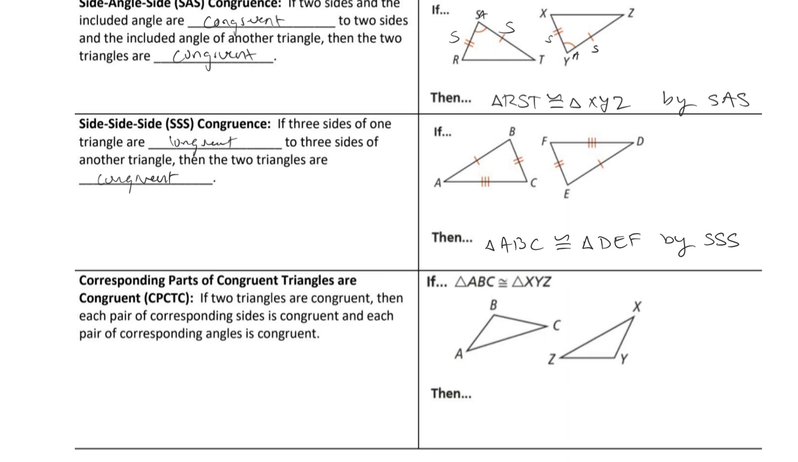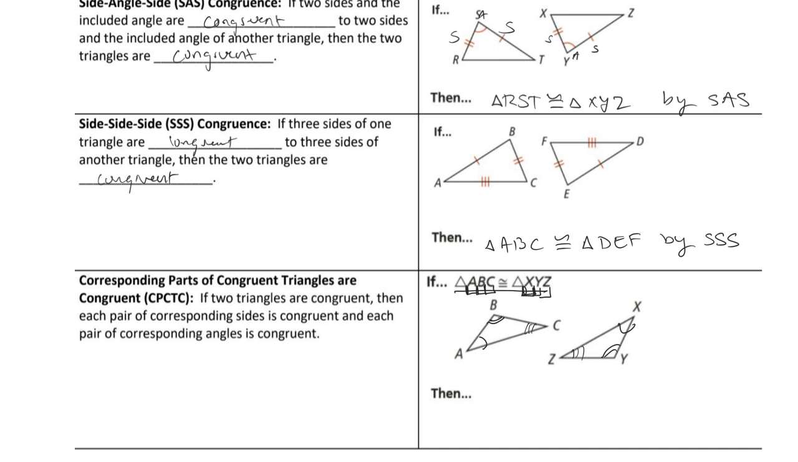And then the last one is called corresponding parts of congruent triangles are congruent. If we are told these are congruent triangles, ABC and XYZ, then every single corresponding side is congruent to each other, and every single corresponding angle. You can read it how it's written. A matches up with X. B matches up with Y, so that's the two arcs. And then lastly, C matches with Z.